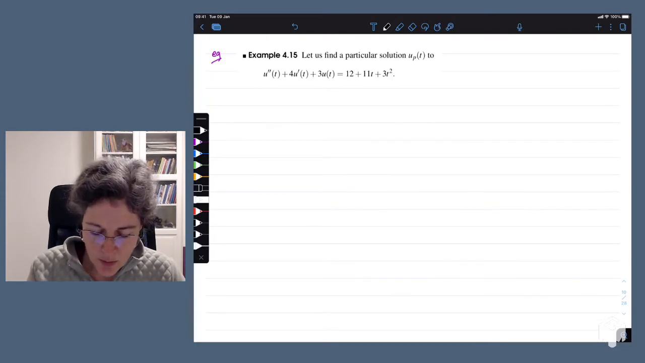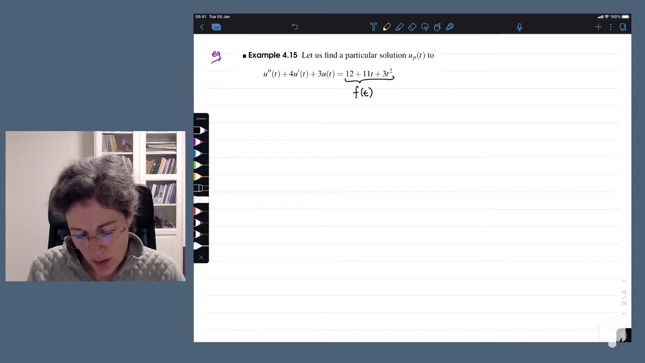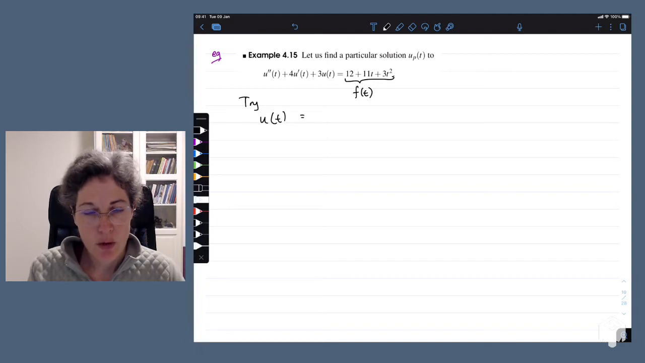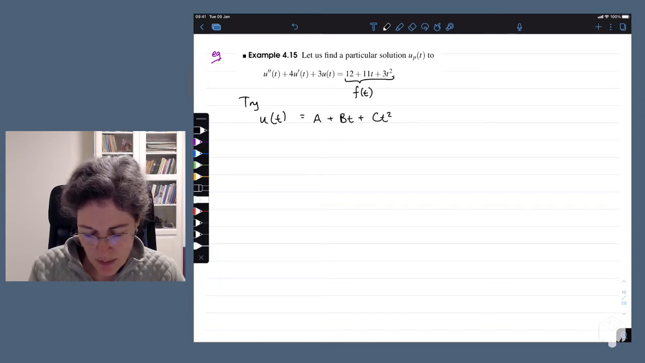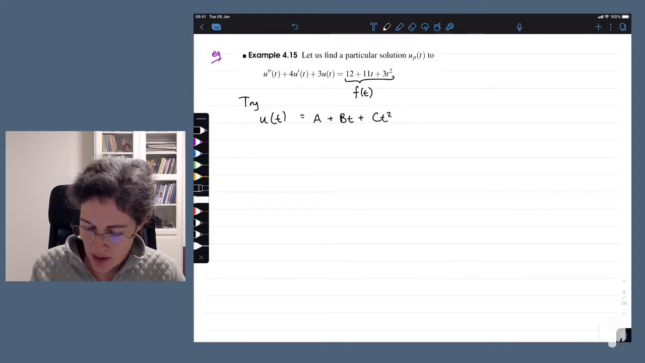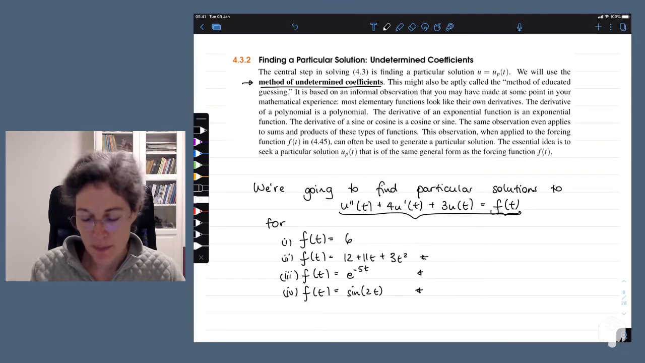In this example, we've got a slightly more complicated forcing term. Here f of t is a quadratic. So what we're going to try is a solution also of quadratic form, but where the coefficients are for us to determine. So we're going to try a solution of the form a plus bt plus ct squared. Because these coefficients are unknown, this leads to the name for this technique, which is the method of undetermined coefficients.